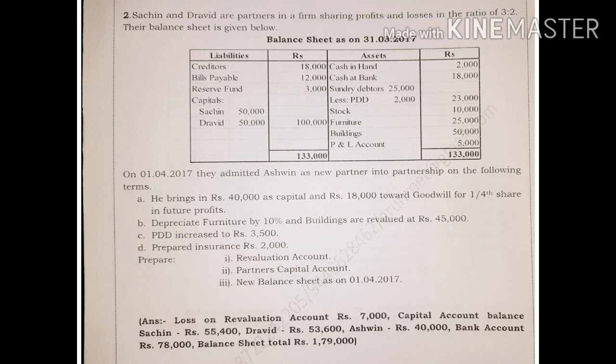Next, reserve fund. Reserve fund is an accumulated profit, so it is a reserve fund profit. So where we have to consider? We have to consider it in the partners capital account. Remember, in the admission, reserve fund is distributed to old partners in their old ratio. Okay, there is no share for the new partner in this reserve fund. Next, capitals. Sachin 50,000 and Dravid 50,000. Where to record this? Opening balance of the partners capital account. Okay, in the partners capital account we have to write this information.